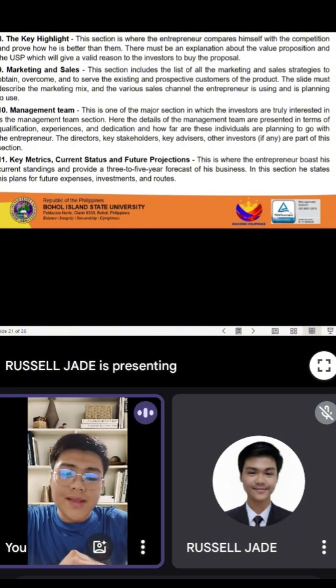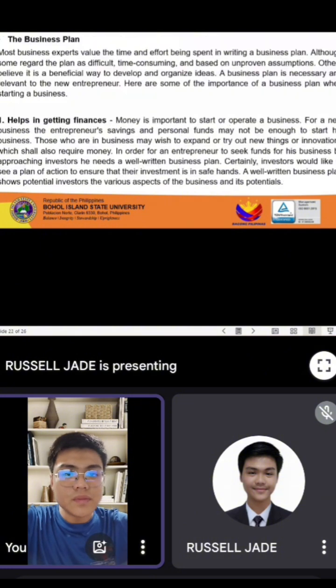So in this section, he states his plan for future expenses, investment, and growth. So the next is the business plan. Most business experts value the time and effort spent in writing a business plan, although some regard the plan as difficult, time consuming, and based on an unproven assumption. Others believe it is a beneficial way to develop and organize ideas. So a business plan is necessary and relevant to the new entrepreneur.